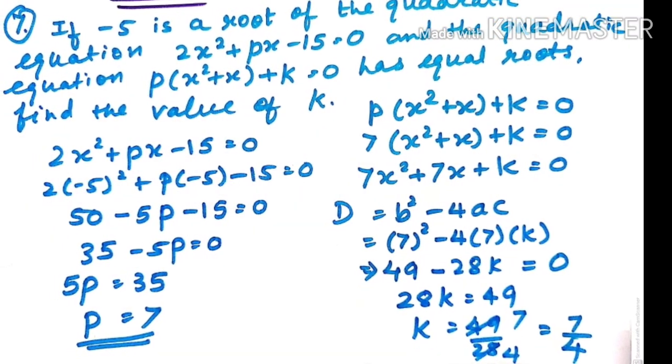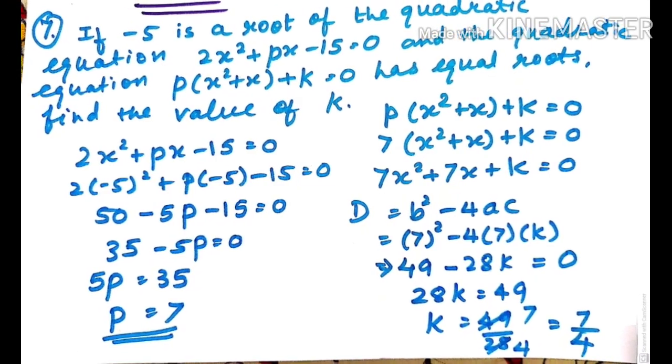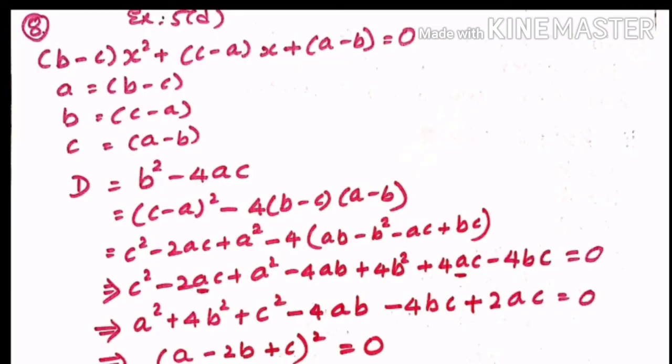Now the last question, students, of this exercise, that is question number 8. Here, if the roots of the equation b minus c x square plus c minus a x plus a minus b is equal to 0 are equal, means the roots are equal, it is given, then prove that. So here I take my a is b minus c, b is c minus a and c is equal to a minus b, and then find D is equal to b square minus 4ac. Place the values, students, and then you have to solve accordingly. Then first you see and then solve it.